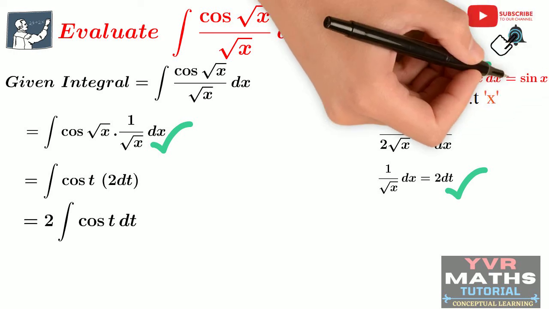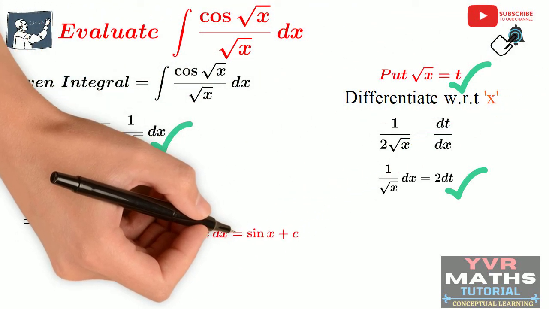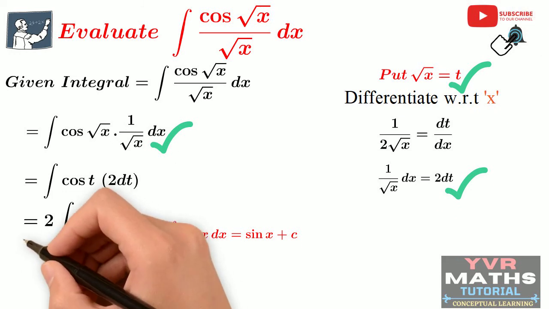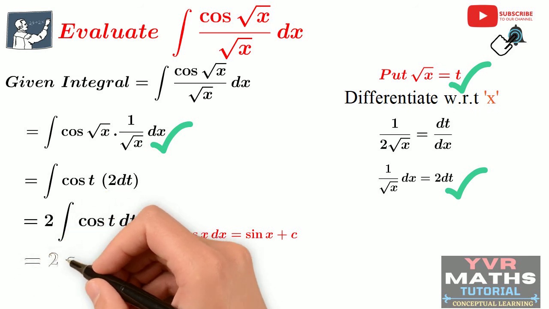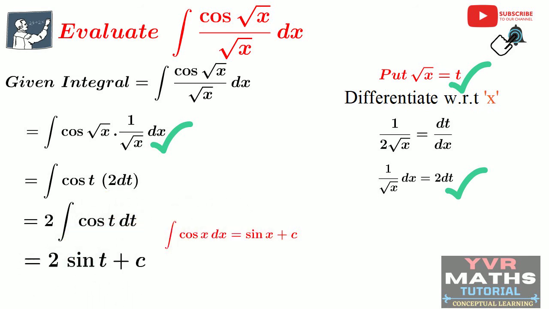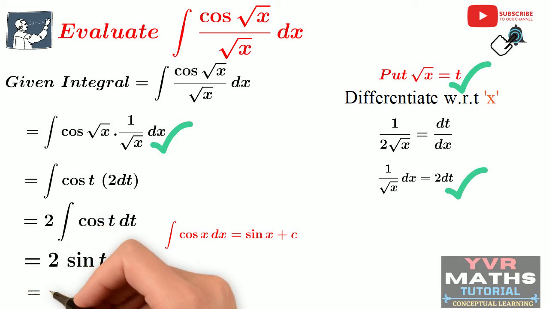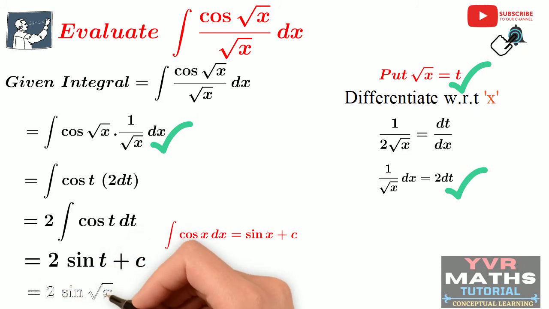So we know the standard integral formula, integral cos x dx. By using the standard integral formula, what will we get as the new step? See here, 2 into sin t plus c. Now replace the new variable by the original variable in the answer. Then what will we get? See here, 2 into sin of root x plus c.